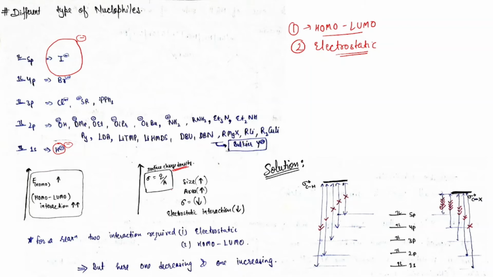Therefore, as the area increases, sigma, the surface charge density, decreases, and electrostatic interaction also decreases. From the point of view of electrostatic interaction, we can say that the hydride ion is the best nucleophile and iodine is the weak one. And from the HOMO-LUMO interaction, we can say that iodine is the best nucleophile and hydride ion is the poor nucleophile. So in both cases, from lower to upper side, we see that one is increasing, the HOMO-LUMO interaction, and one is decreasing, the electrostatic interaction.